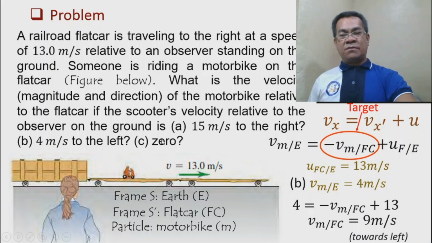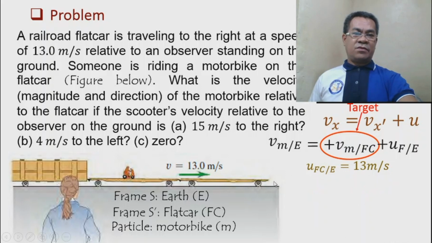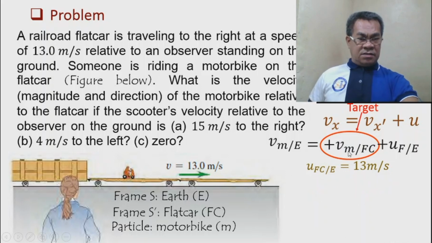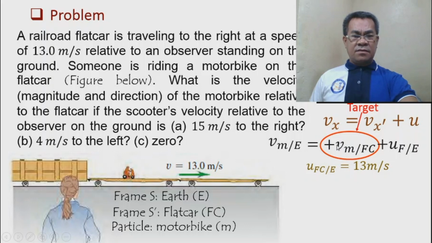Now, what will happen if the observer on Earth, in letter C, says that the motorbike is at rest? What will be the velocity according to the observer inside? That will be our question. So, we will assume this is positive because this is at rest. We will use the same formula, but the difference is the velocity of the motor or the scooter with respect to Earth is 0 now. So this is 0, and this is still the same as 13 meters per second.